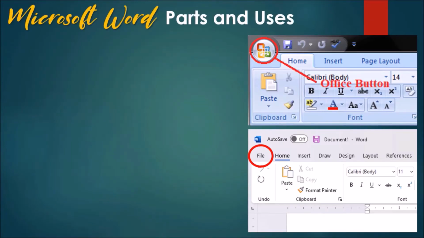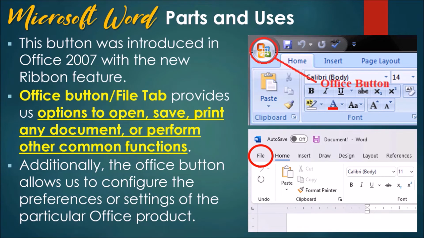Parts and uses of Microsoft Word. What is an Office button or File tab? This button was introduced in Office 2007 with the new ribbon feature. When you click on the Office button or the File tab, it displays some useful options which are used very frequently. The Office button or File tab provides us the option to open, save, print any document, or perform other common functions.